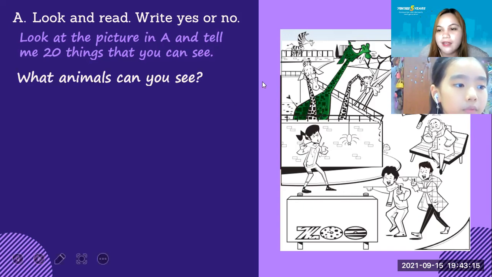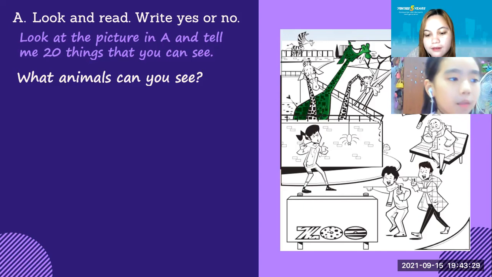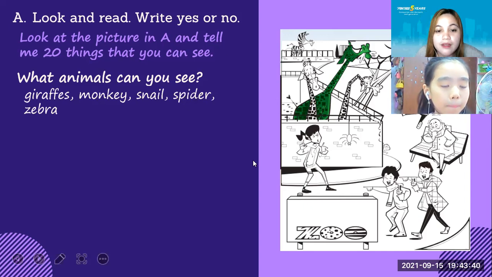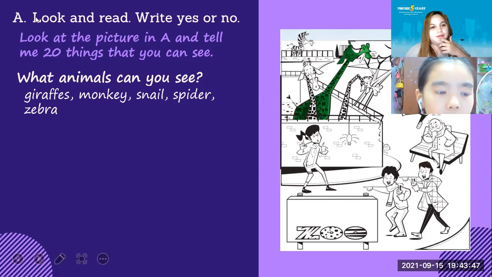All right. So now, Akiko, what are the animals that you can see here? It's a giraffe and zebra and spider. Giraffe and zebra and spider. Is that all? Yes. Okay. Next one, giraffe, monkey, snail, spider, and zebra. Wait a minute, Akiko.